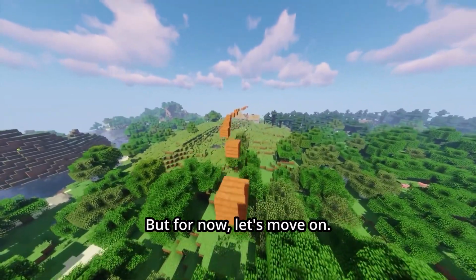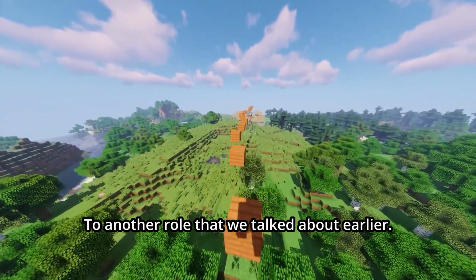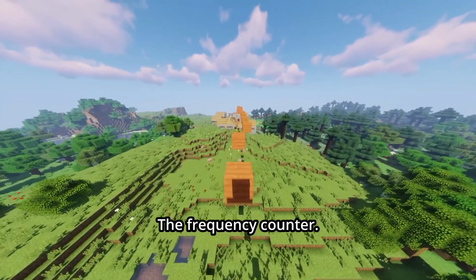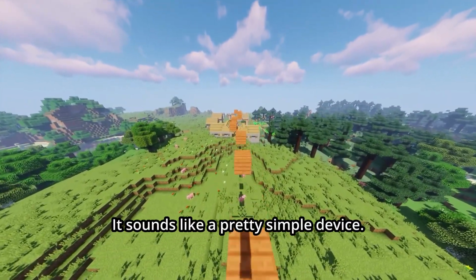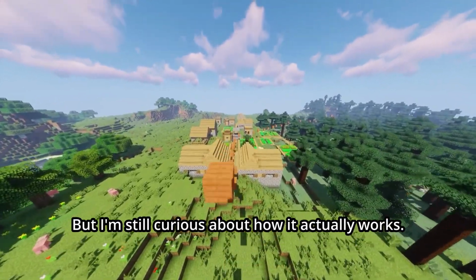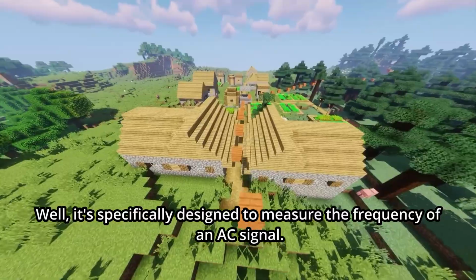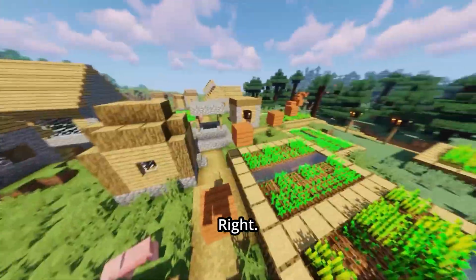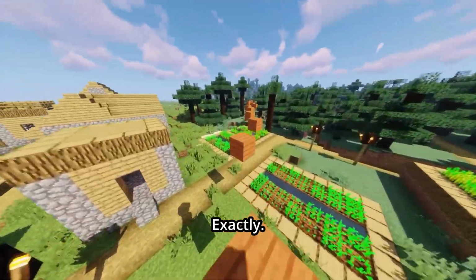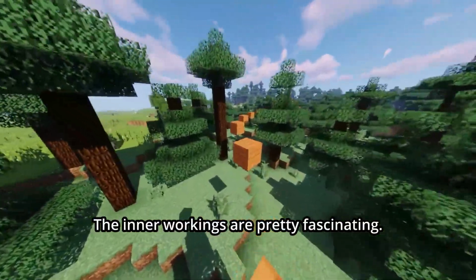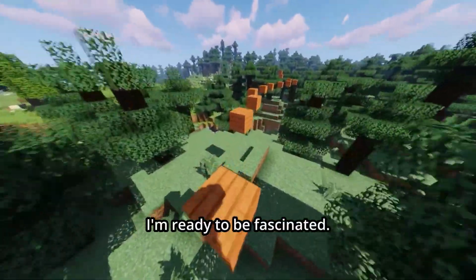But for now, let's move on to another role that we talked about earlier. All right, which one? The frequency counter. Yes, the frequency counter. It sounds like a pretty simple device. It is, relatively speaking. But I'm still curious about how it actually works. Well, it's specifically designed to measure the frequency of an AC signal. Right, how many cycles it completes per second. Exactly, and despite sounding simple, the inner workings are pretty fascinating.